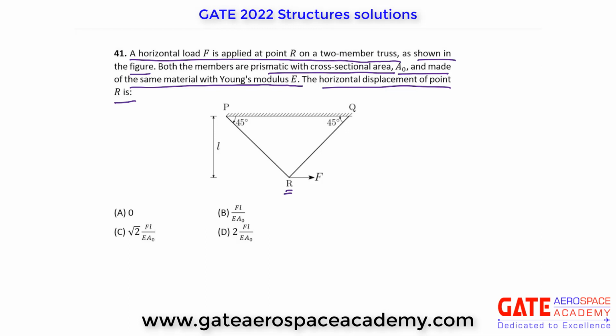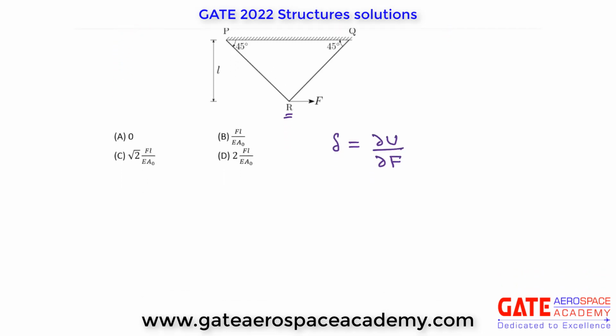So we know that displacement, let's say del, is equal to the rate of change of total strain energy with respect to the load applied F. Correct? So first we have to find the total strain energy. So what is U, total strain energy? U is sigma square by 2E into volume, right? This we have studied.